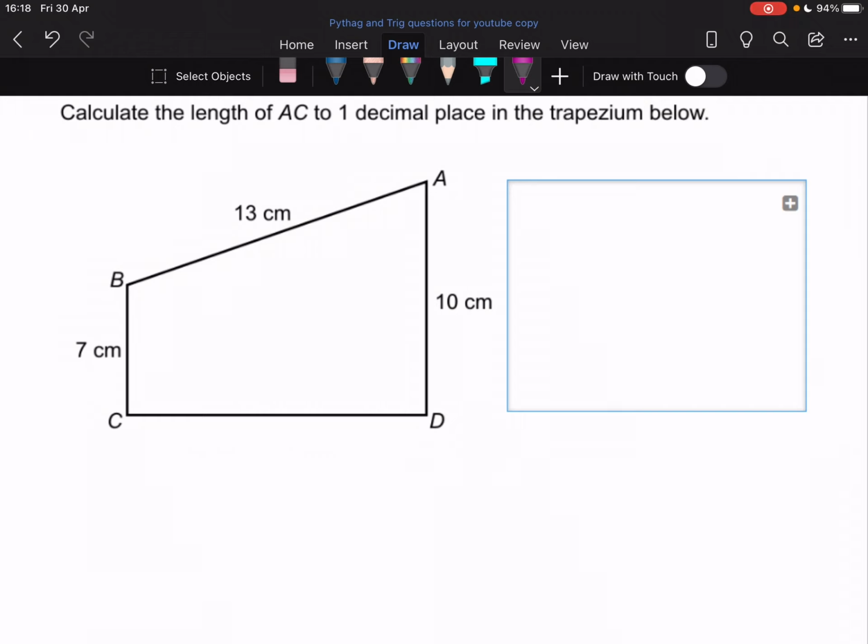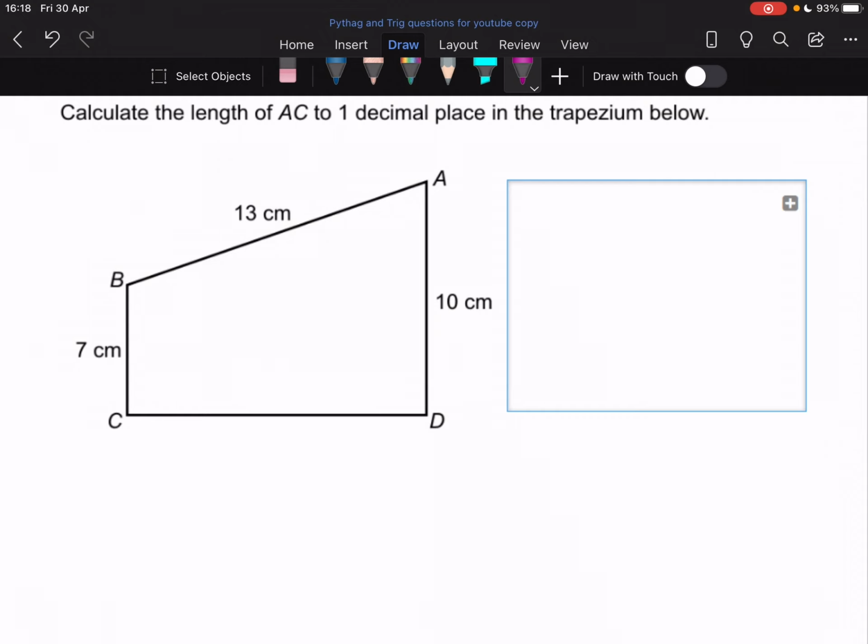So, Sarah wanted to do a bit of a trickier question. It's asking us to work out the length of AC to 1 decimal place. So we've got a trapezium underneath. And I've specifically not said what the topic is that we're doing. So how would you know what to use?